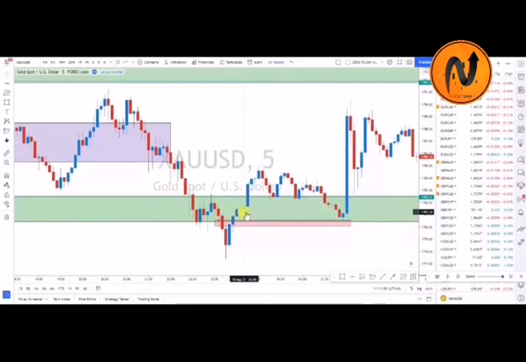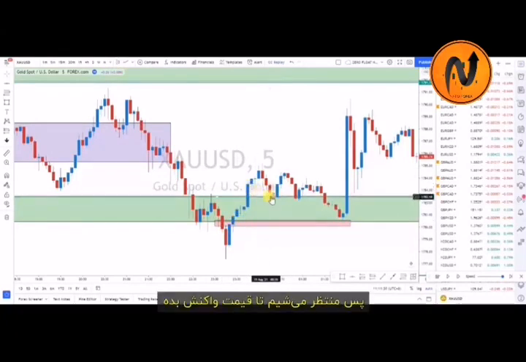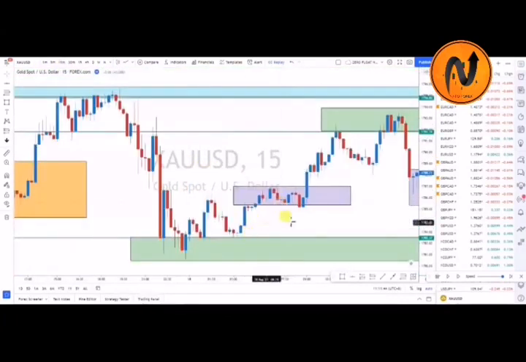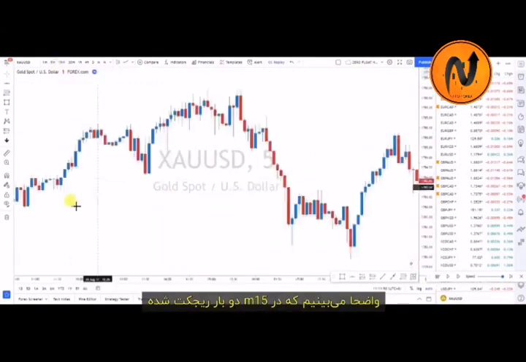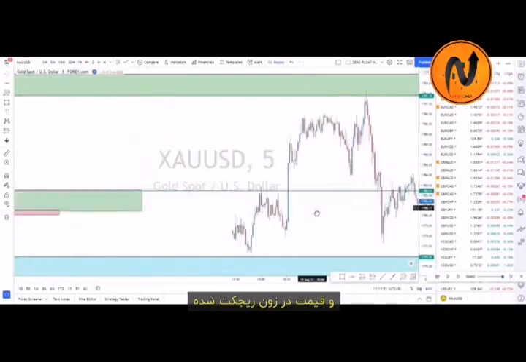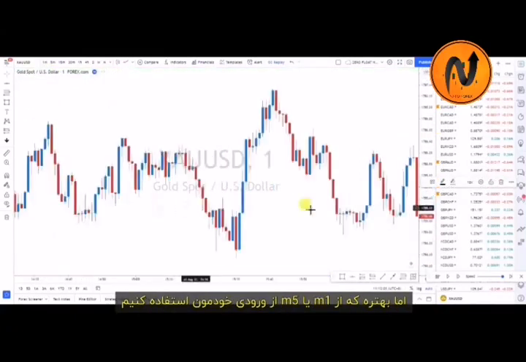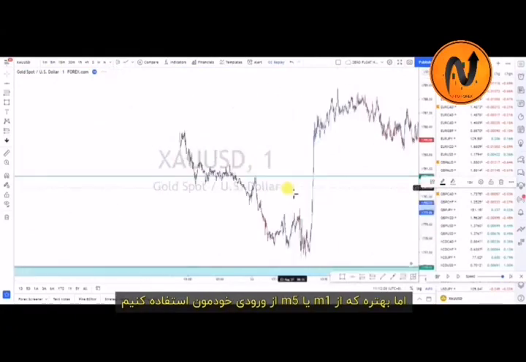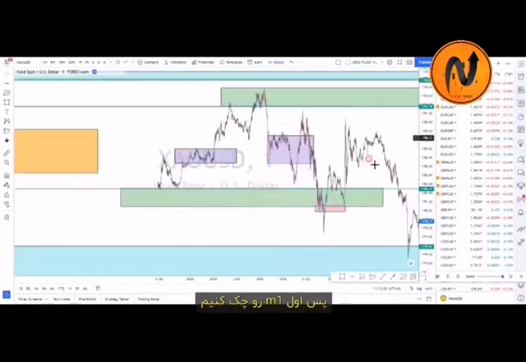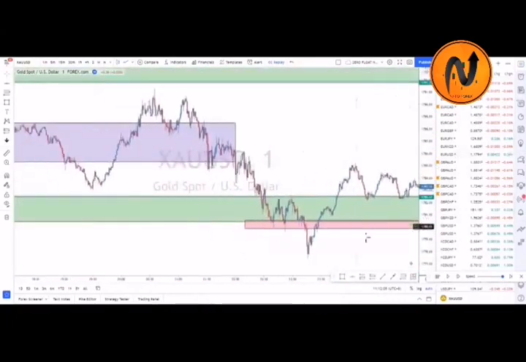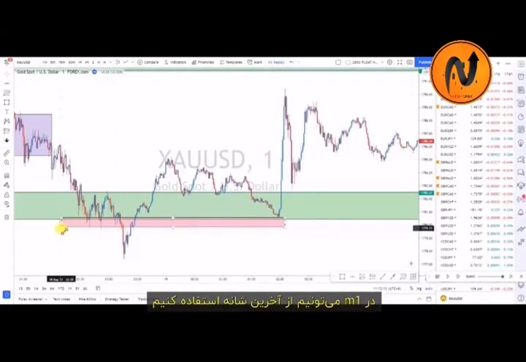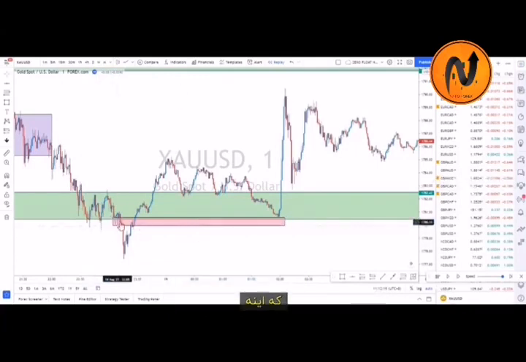So what we should do is wait for price to react. There's a confirmation. As you can see, one time it rejects here, isn't it? Then the M15 rejects again twice, so we can see clearly that the price wants to reject that zone. Next we can try to enter in this area, but the best is to use the M1 or the M5 as our entry. So let's check the M1 first. On M1 we can use the latest price shoulder, which is this one.